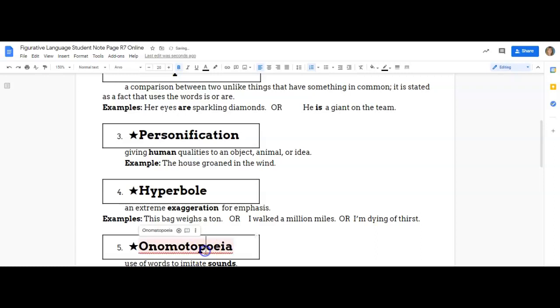Yay, spell check. Oh, darn it, I didn't get it. I was close. This is a really tough one.